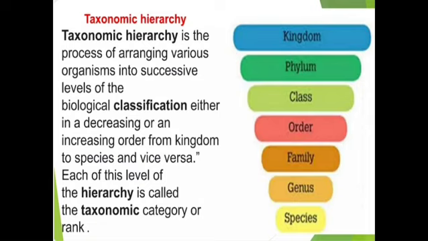Taxonomic hierarchy. Taxonomic hierarchy is the process of arranging various organisms into successive levels of the biological classification, either in a decreasing or an increasing order from kingdom to species and vice versa. Each of these levels of the hierarchy is called a taxonomic category or rank. Kingdom, phylum, class, order, family, genus, and species.